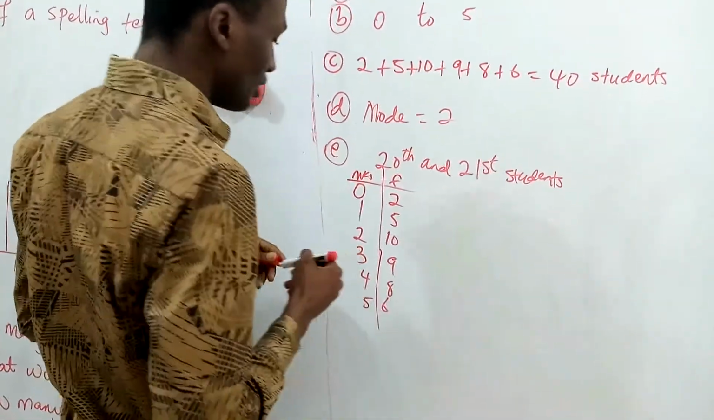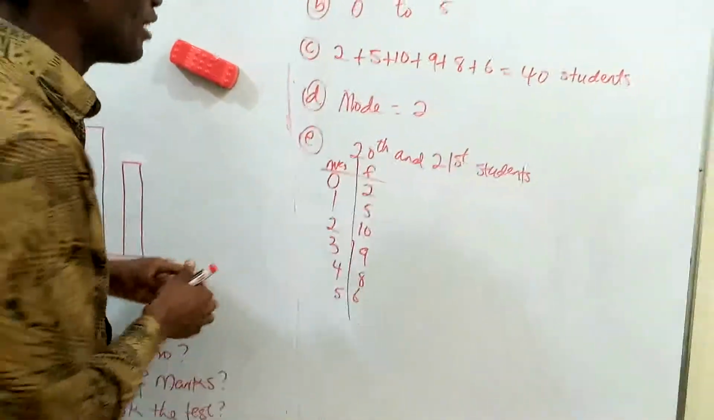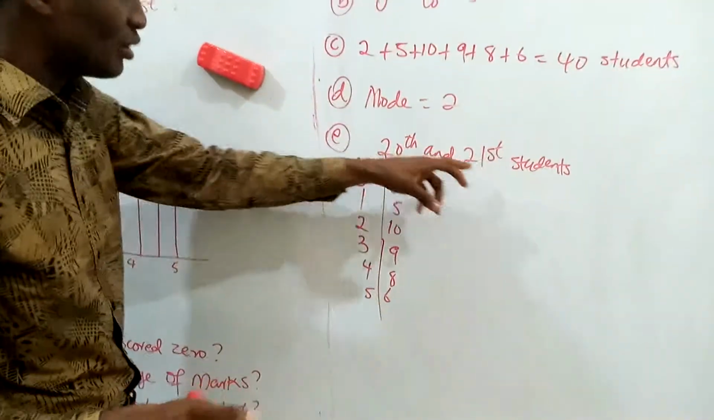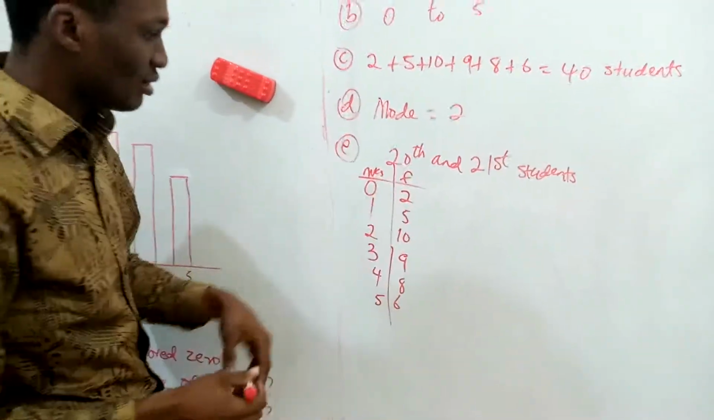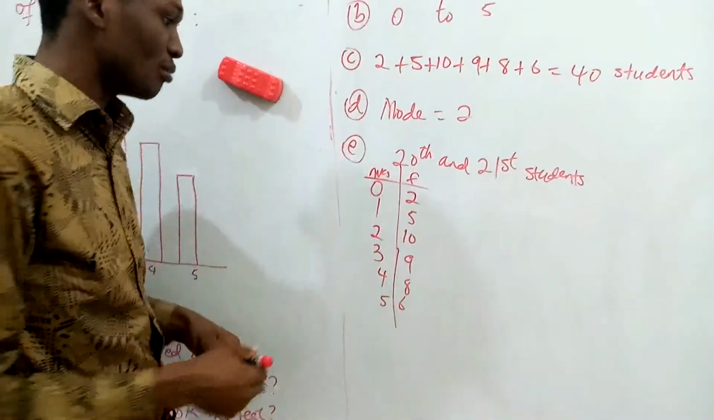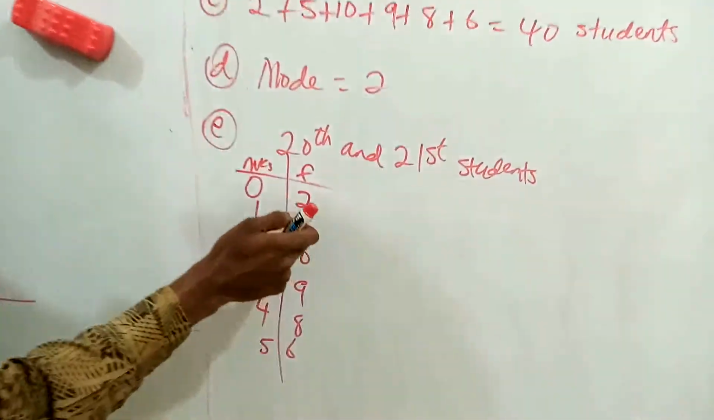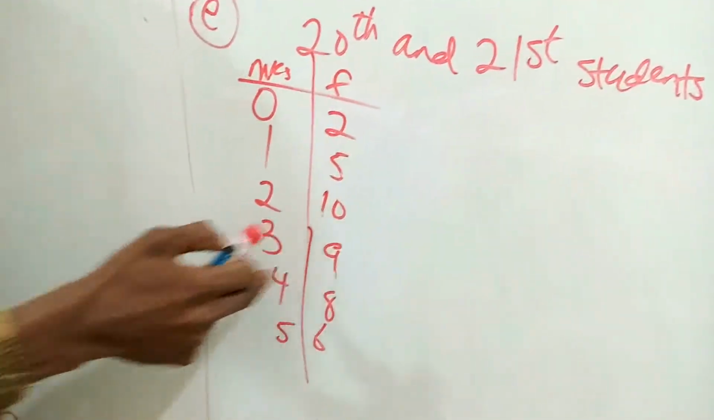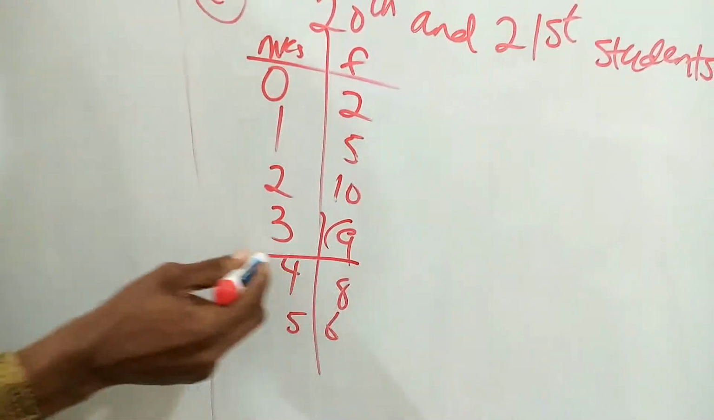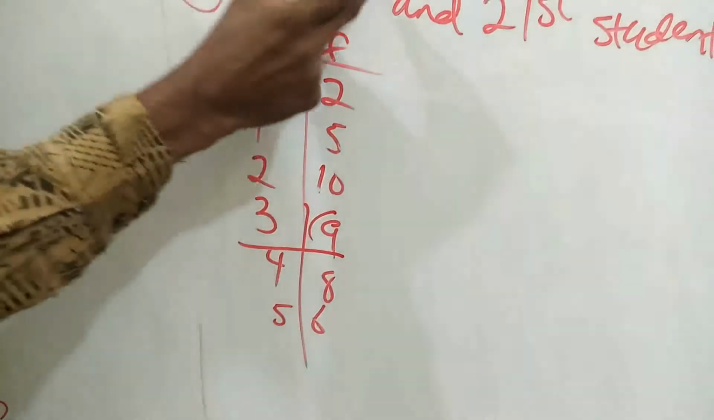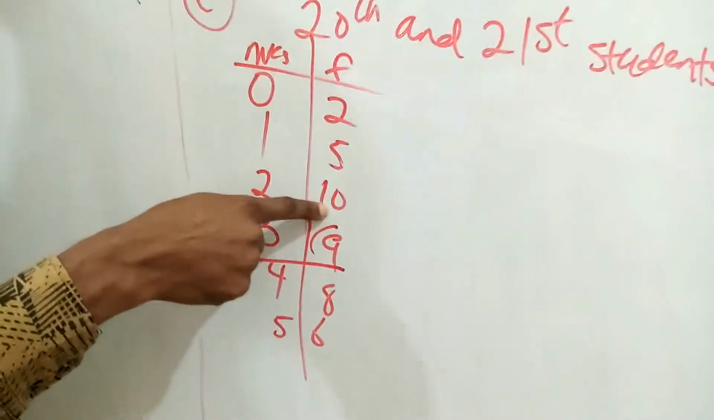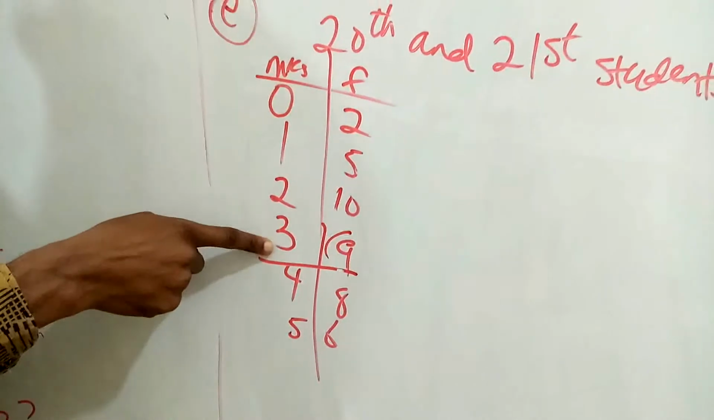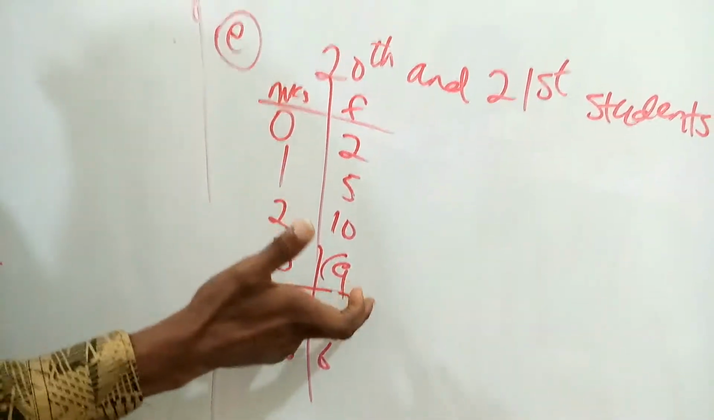Now we say that the median refers to the value in between the 20th and the 21st student. How do we know the 20th and the 21st student? We add these frequencies to the point where we get 20 and 21. 2 plus 5 we have 7. 7 plus 10 we have 17. And 17 plus 9 we have 26. It's at this point where we have the 20th and the 21st, because from 17 we get to 26. So the 20th and the 21st students had 3 marks.